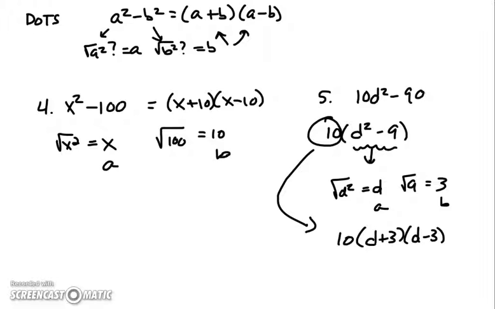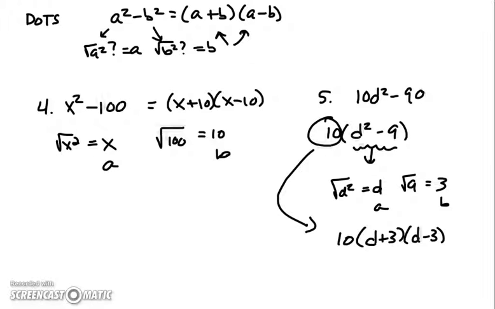So if you have 2 terms, the first thing we want to look for is greatest common factor. Once we look at the greatest common factor, we want to see if we can take the square root of the first piece and the square root of the second part. And if we can, we have difference of squares. If you can't take the square root of those, then you don't have difference of squares.